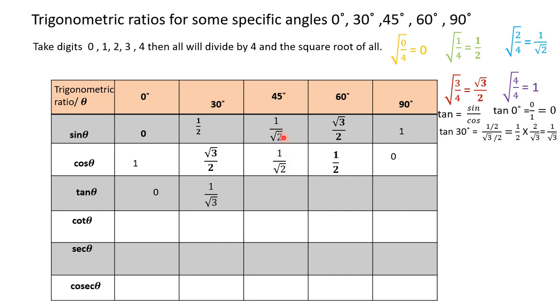Then tan 45 is equal to sin 45 upon cos 45, that is 1 by root 2 upon 1 by root 2. It is equal to 1 by root 2 into root 2 by 1, and the root 2 cancels out. We get 1. So tan 45 degree is equal to 1. Tan 60 degree is sin 60 degree upon cos 60 degree, that is root 3 by 2 upon 1 upon 2. So it is equal to 2 root 3 upon 2, and 2 and 2 cancel out, and we get root 3. So tan 60 degree is root 3.